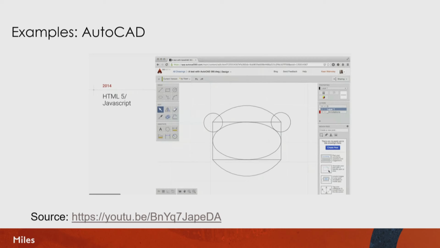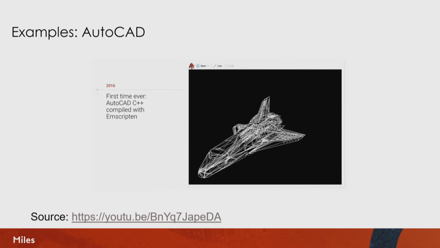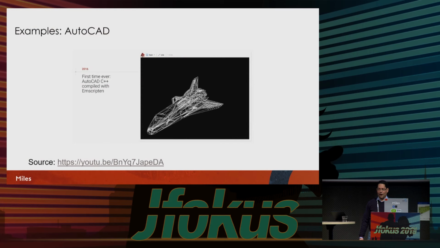Then if we fast forward a couple of years, we get into the HTML5 land. So by using HTML5 and JavaScript, you could also expose this functionality on the web. And then they were actually quite early on, they were using a compiler called Emscripten. Emscripten is used to compile C and C++ code to WebAssembly. Since their product is based on C++, they could use that in order to expose their drawings out on the web.